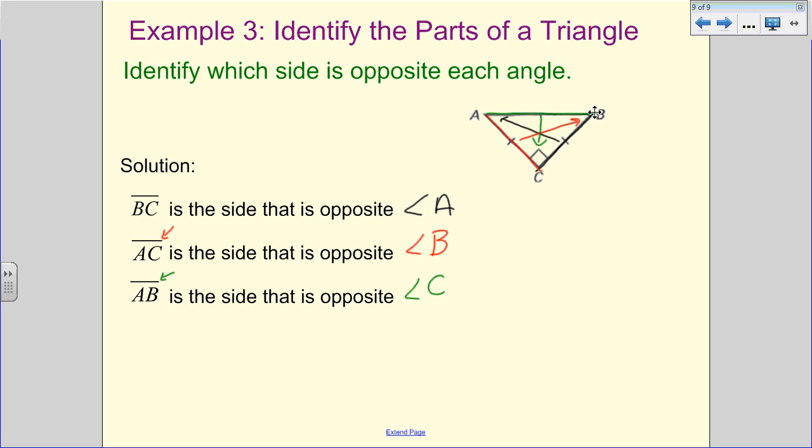Now, ladies and gentlemen, eventually this should be something that you could do without a diagram. Segment BC goes to angle A. If I see BC in my segment, angle A is the side I'm opposite, the letter I don't see. If I see AC in my segment, then I am opposite angle B because I don't see B in my segment. And if I'm opposite segment AB, then I'm opposite C, the vertex I don't see there.